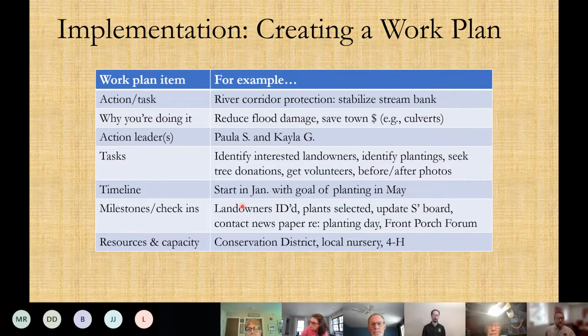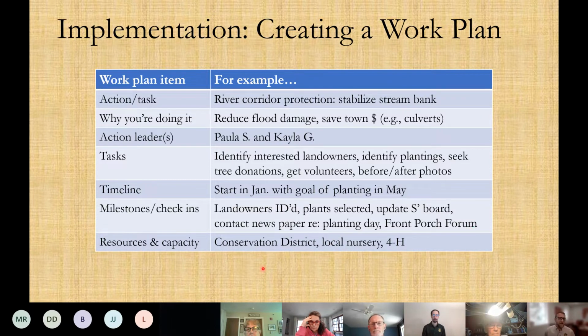We're going to start in January with a goal of finishing in May. We're going to identify a few milestones along the way between January and May. We want to identify the landowners. We want to select the plans. We want to update the select board. We want some newspaper awareness. We want to have the actual planting day, and we want to announce that in Front Porch Forum, etc.